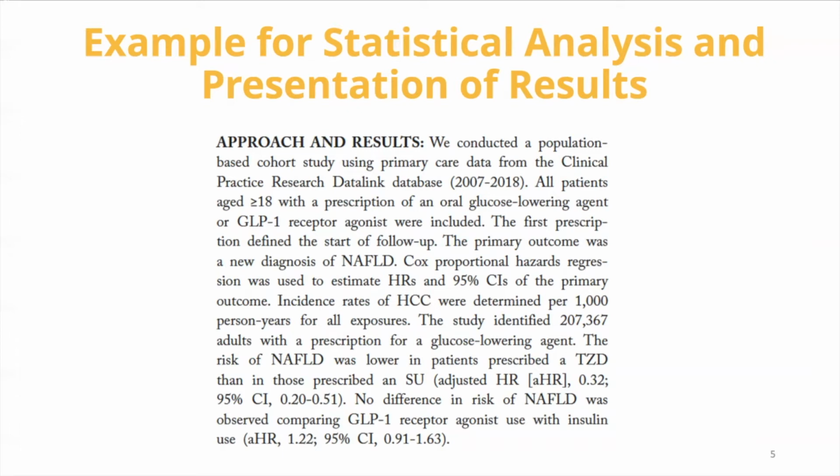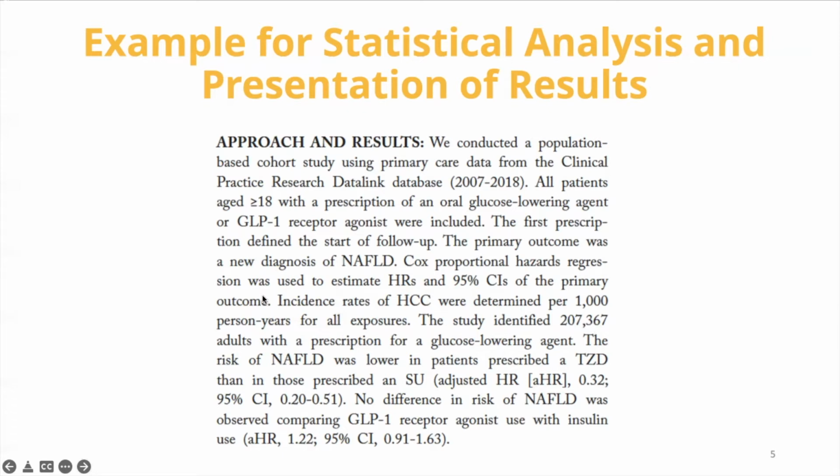The primary outcome was a new diagnosis of liver disease. So these were incident cases of liver disease. They used a Cox proportional hazards regression model to estimate the hazard ratios and 95% confidence intervals for the primary outcome, and I'm going to get into what a Cox model is later. They calculated the incidence rates per 1,000 person years for all exposures, and I'll get into how you calculate rates later.